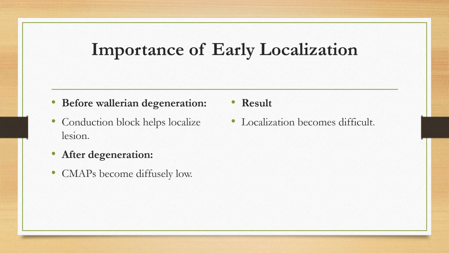Importance of early localization. Before Wallerian degeneration, conduction block helps to localize the lesion. After degeneration, CMAP becomes diffusely low. It results in localization becoming more difficult.